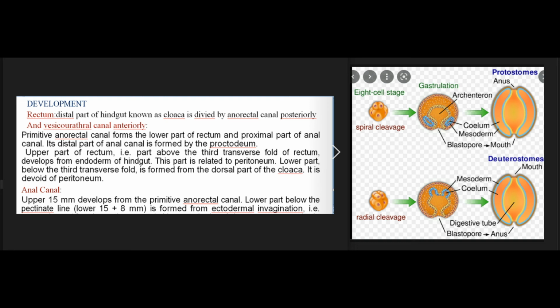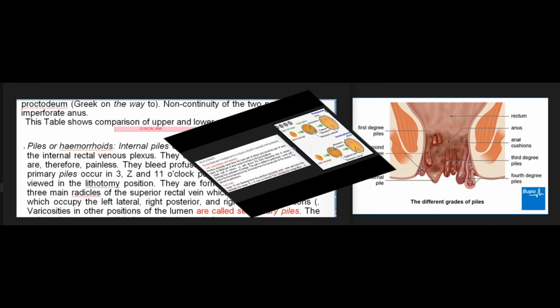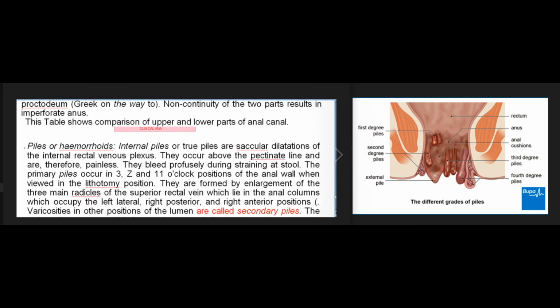Anal canal: the upper 15 mm develops from the primitive anorectal canal. The lower part below the pectinate line, lower 15 plus 8 mm, is formed from ectodermal invagination, i.e. proctodeum, Greek for "on the way to". Non-continuity of the two parts results in imperforate anus. This table shows comparison of upper and lower parts of the anal canal.